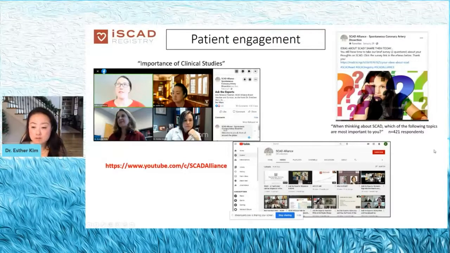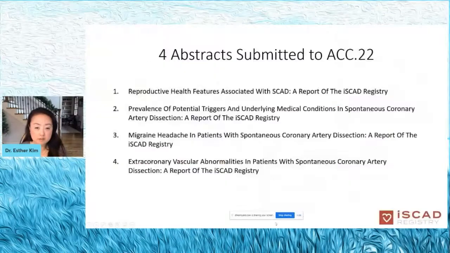And working on our first paper, we asked patients, what are your ideas about SCAD? What is important to you? And we think that the patient voice is the most important thing in this. And we want to answer a question for patients. It's important for doctors to understand what's going on, but patients have their questions that need to be answered just as importantly.